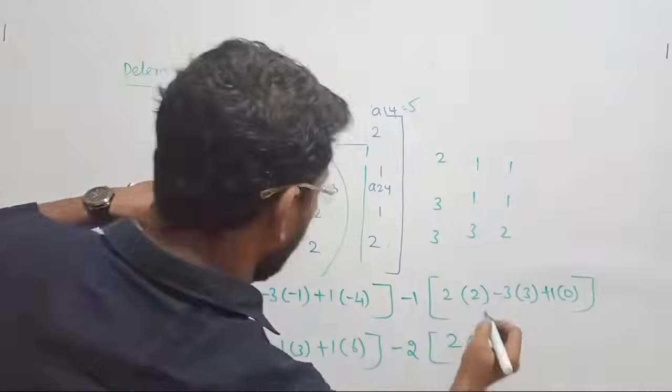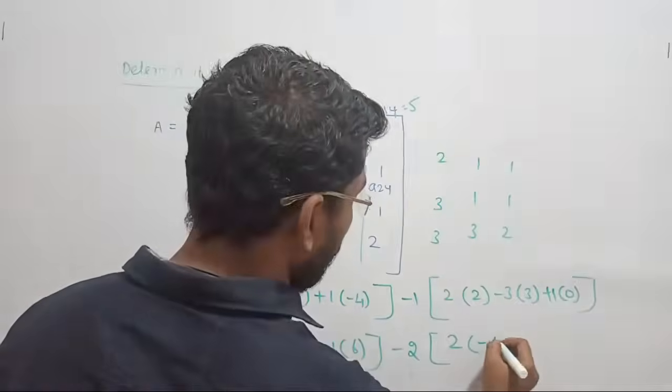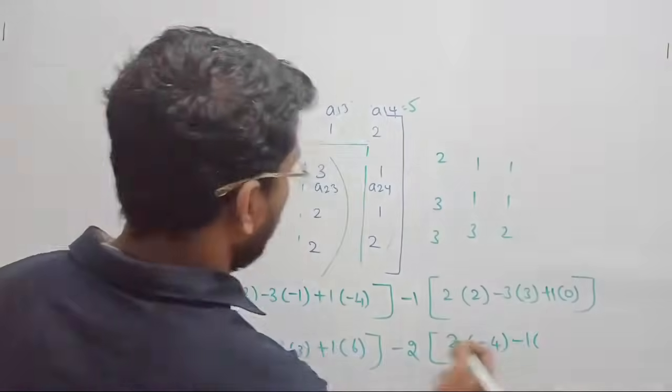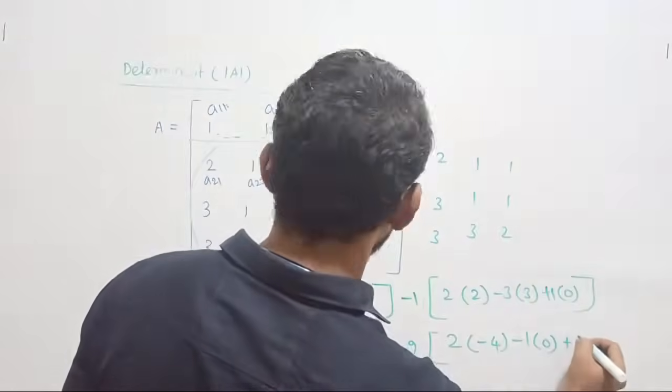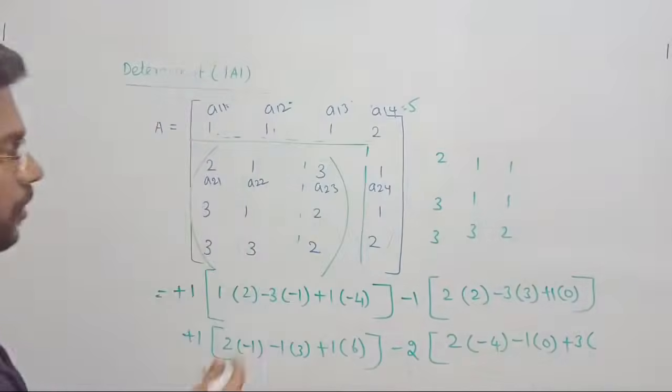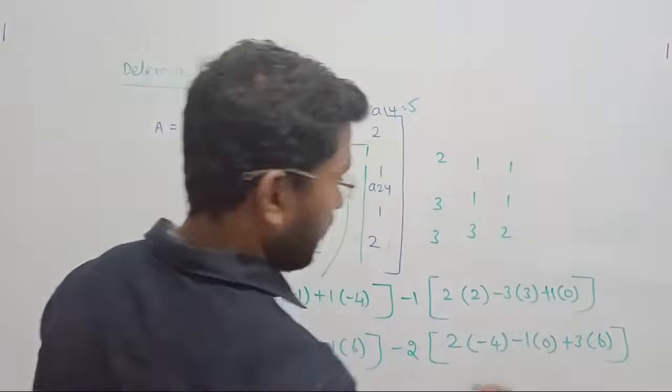So that is 2 into, right? 1 into 2. 2 minus 6 will give you minus 4. Yes. Minus 1 into 6 minus 6 will give you 0. Exactly. Plus 3 into, right? Plus 3 into 9 minus 3 will give you 6. It's over. Yes. That's all.